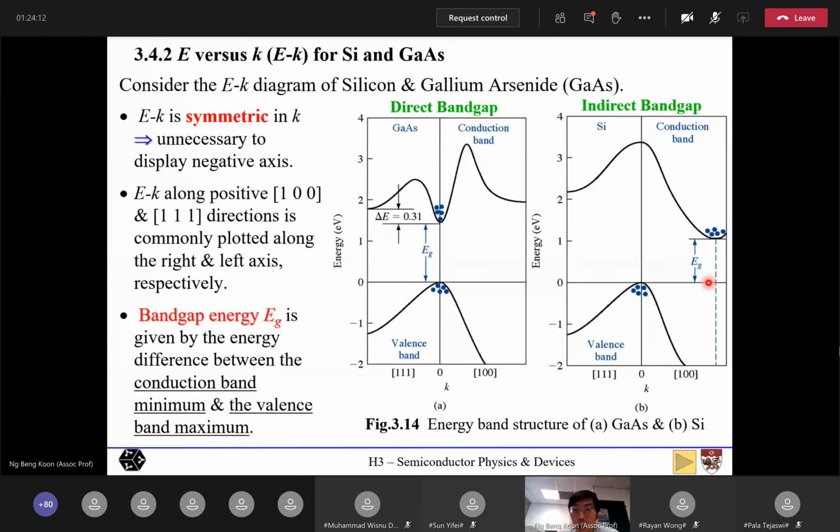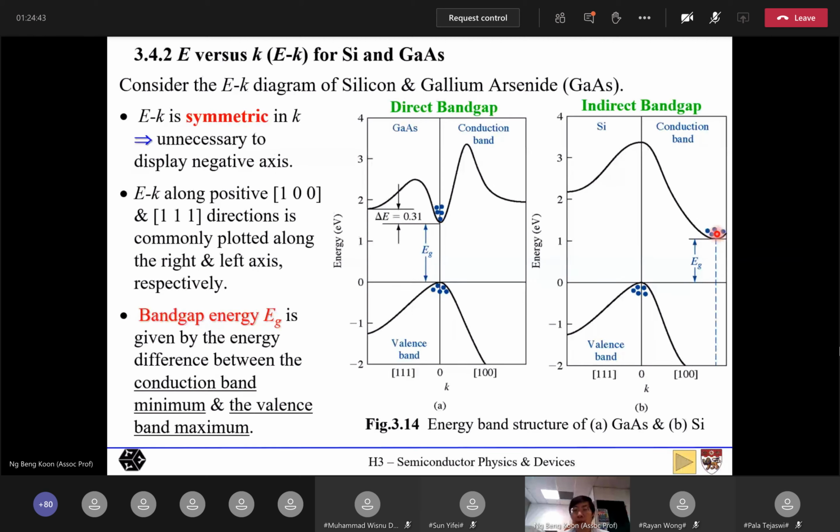And if you want to conserve this momentum, in other words, for the momentum to be conserved means that it doesn't change, you must involve some other process that can help to balance off this change in momentum, this momentum that is now different. And this then makes it a lot harder for the electron to get back down to the valence band and emit a photon. Of course, theoretically it is possible.